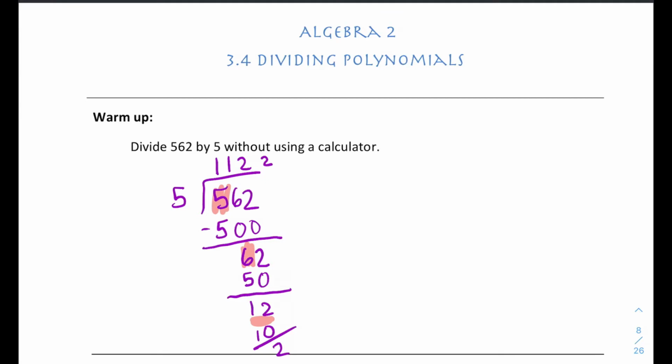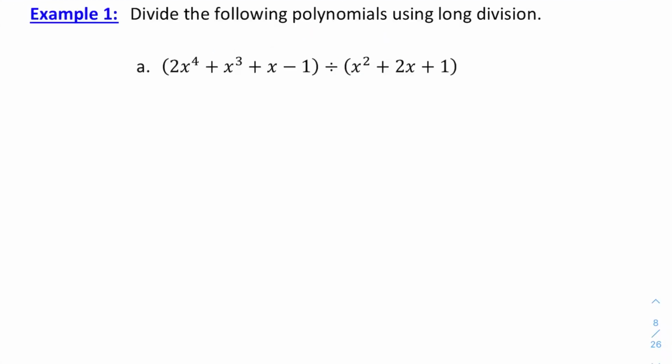Now when you divide polynomials, you're going to divide them the exact same way. One thing we're going to want to check is to see if any of our exponents are skipped in our expression. So if our highest degree term is x to the fourth, I want to have an x to the third, an x to the second, an x to the first, and then an x to the 0, or just a plain number without any of those powers skipped in the middle.